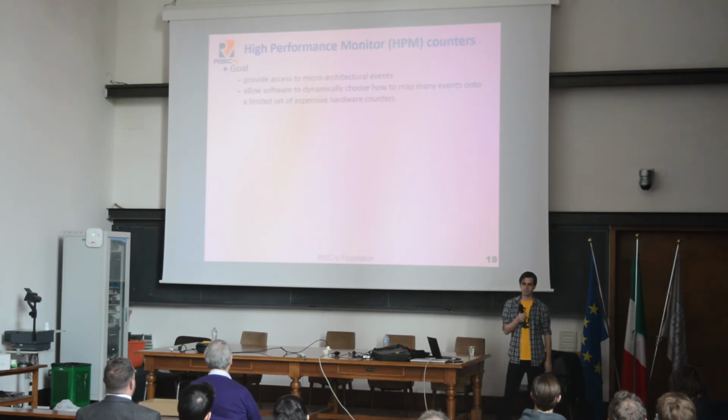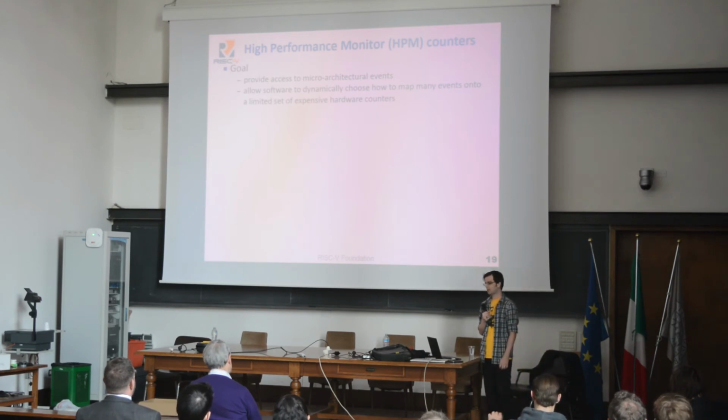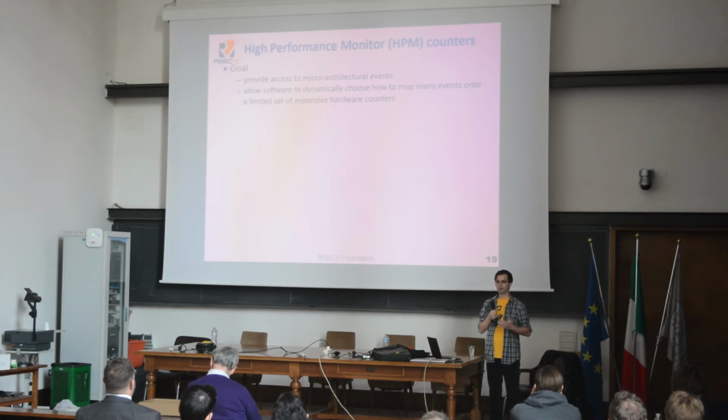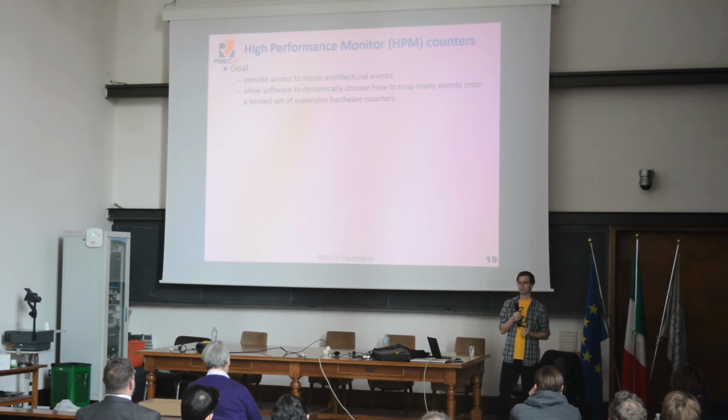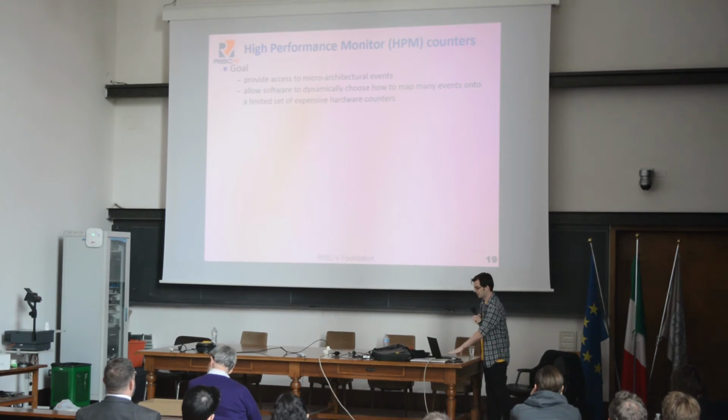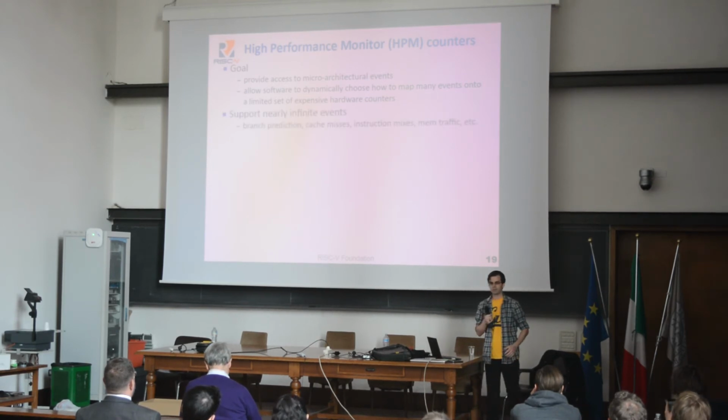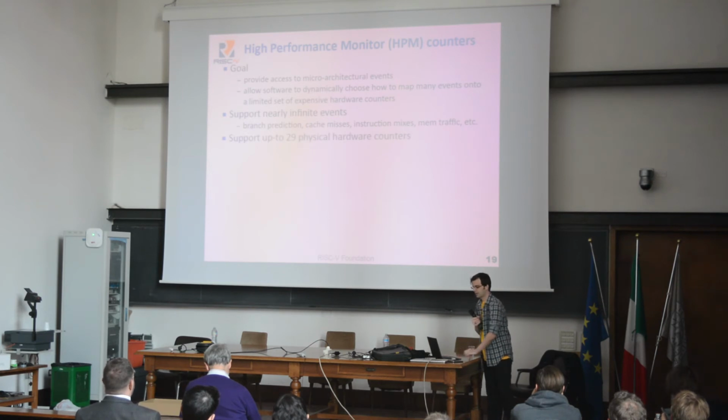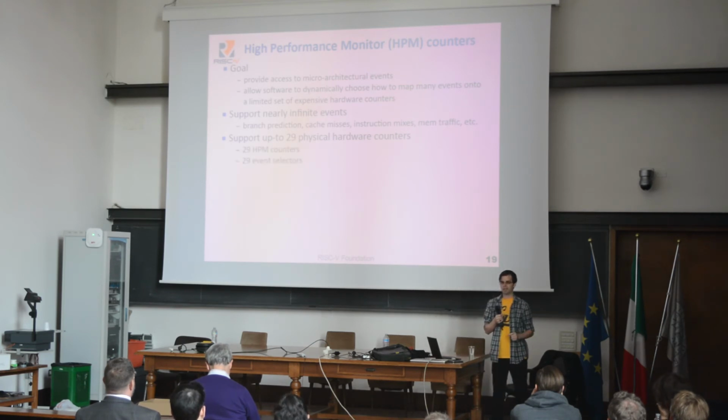The other thing that has been recently added, which I think is really cool, is these high-performance monitor counters. So the idea is you want to measure things about what the CPU is actually doing. But it turns out that counters are really, really expensive, and so you need a software solution to be able to dynamically map which counters go to which events. So the idea is we're going to support nearly infinite events. You as a CPU guy can decide how many events you want to track, things like branch prediction or cache misses. And then we're going to support up to 29 physical counters. So the idea is you have 24 counters, and then you have 29 event selectors.